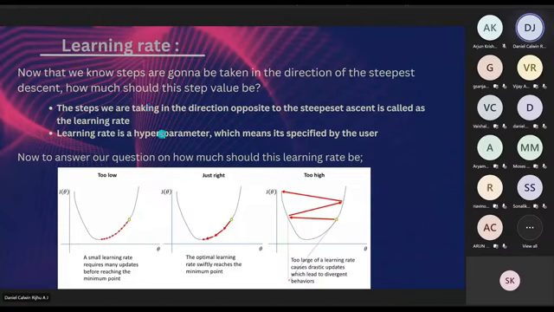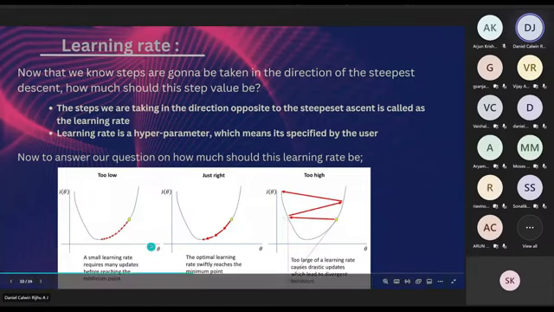So now that we know learning rate is a hyperparameter, which also means that the user has to fine tune it. How do we fine tune it? That might be our next question. So before getting into how do we fine tune the hyperparameter, we have to know the consequences of setting the hyperparameter at two different extremities. So let's take the first case where our learning rate is too low.